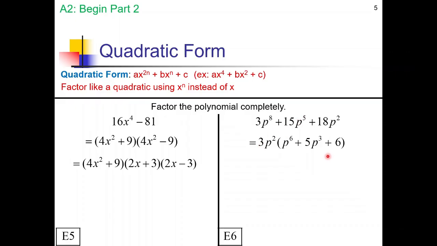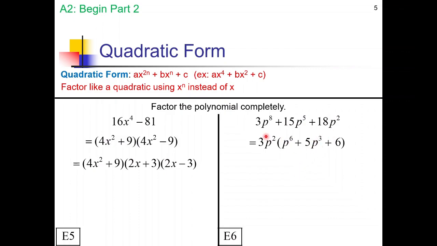That's going to be 6. Looking at the stuff inside here to see if I can go further, I notice that my first exponent is twice my second exponent, and I've got a constant. This is a 2n, n, constant kind of situation like we have with quadratic form. So I'm going to factor the stuff inside here like a quadratic, only instead of using p, I'm going to use this middle exponent p cubed.